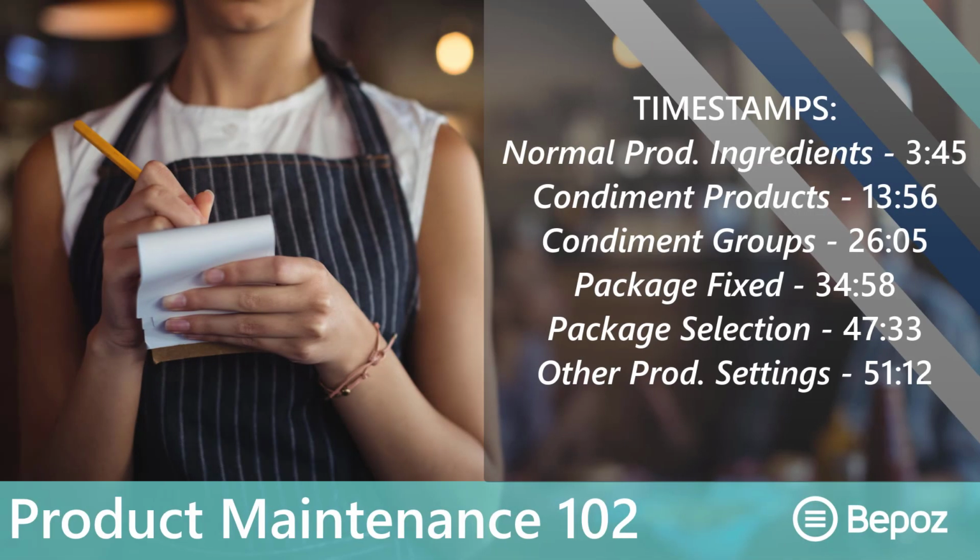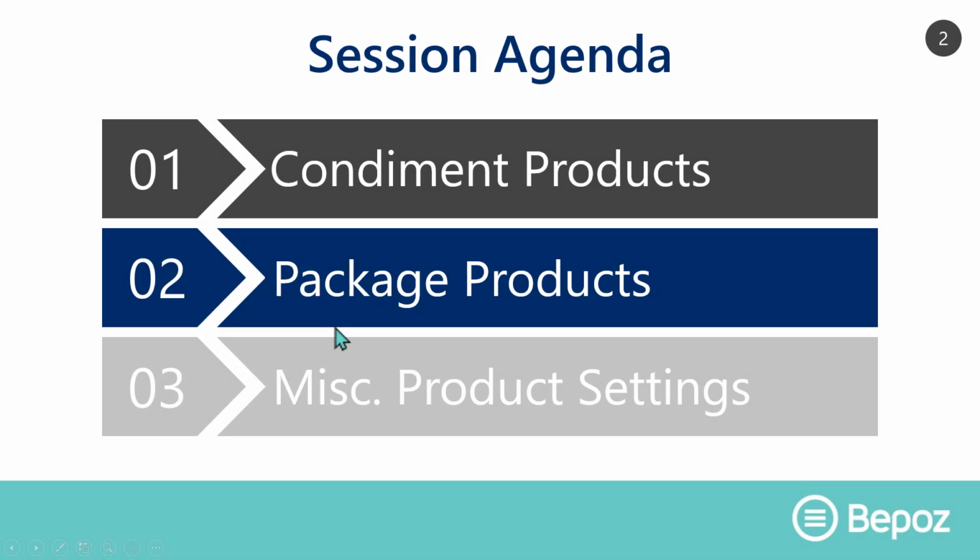Okay, welcome back. Quickly building on Product Maintenance 101 and jumping right into Product Maintenance 102, we will be learning about different product modes and how to set up modifiers or condiments as they're called within BPOS. In addition, we will also explore some of the not so common product related flags and controls that we skipped over in Product Maintenance 101.